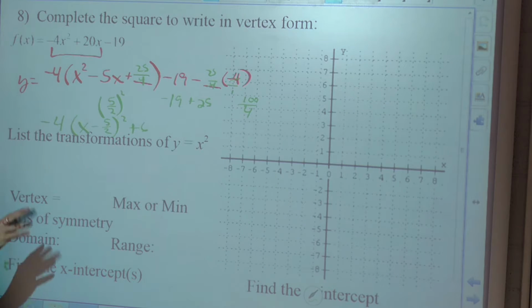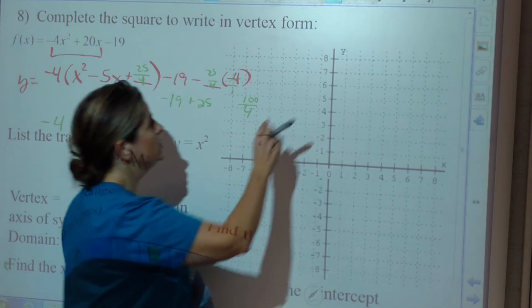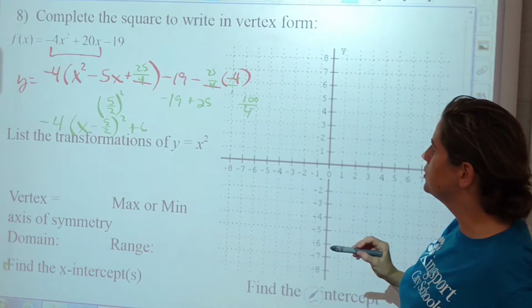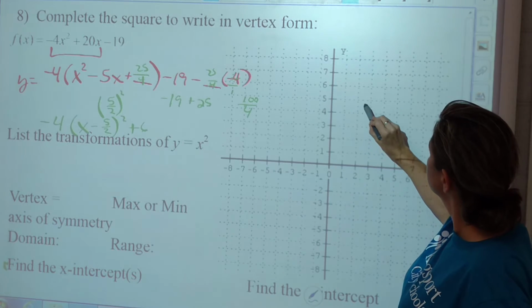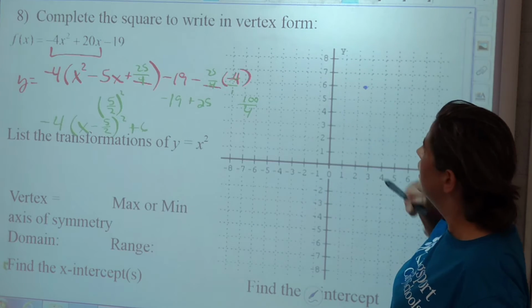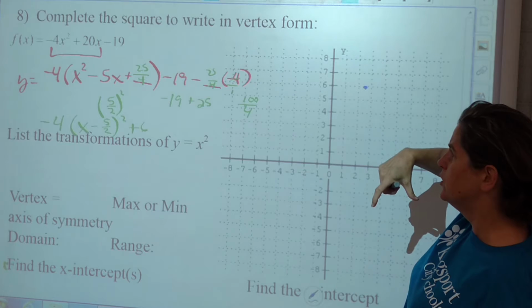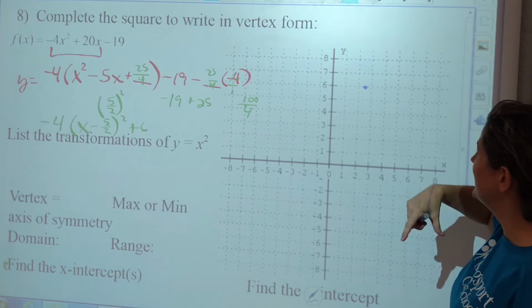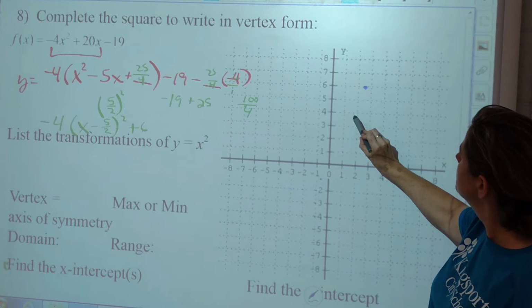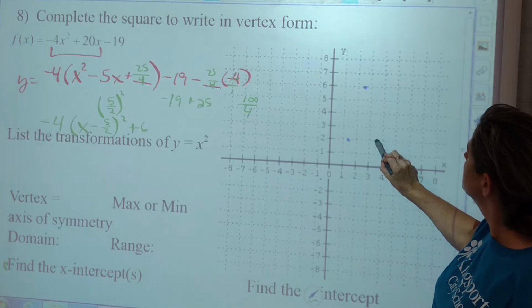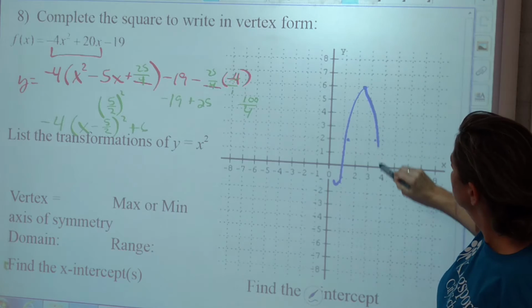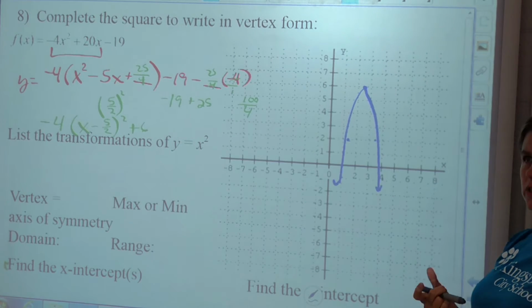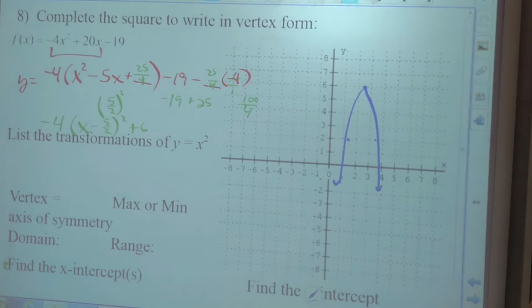Again, we're not really going to worry about focusing on details, but if you wanted a quick graph just to think about that, that would go right 2.5 and up 6. And it has a vertical stretch of 4 down. So it's going to look something along those lines. I'm not going to count that next one because 4 times 4's going to be way off my graph. But it'll look something like that.